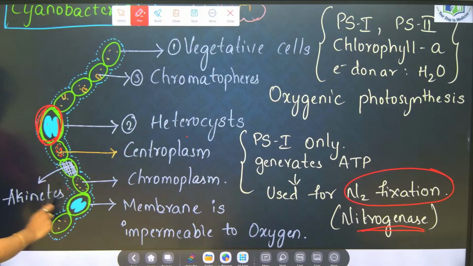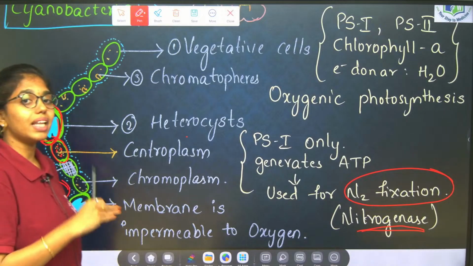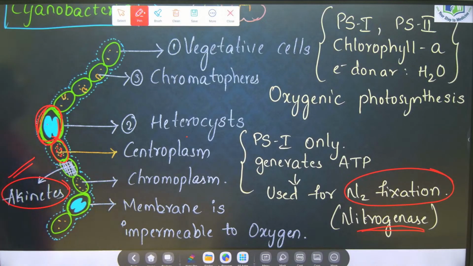This is about the cytoplasm of the vegetative cells. And we also have some broad cells in between, which are called akinetes. They are purely helpful for the vegetative reproduction of BGA. So, this is all about the structure of blue-green algae.